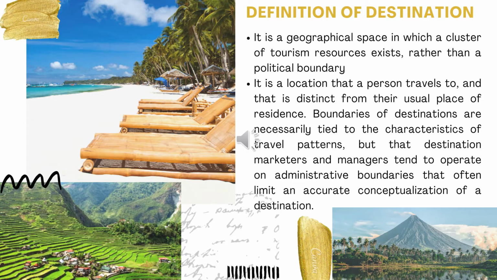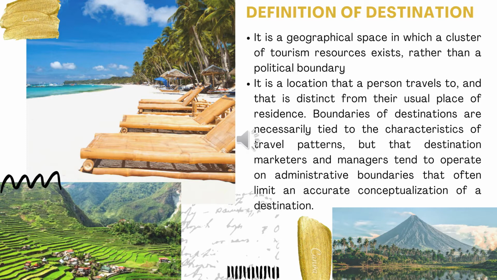Destination is a geographical space in which a cluster of tourism resources exist rather than a political boundary. Okay. It is a location that a person travels to and that is distinct from their usual place of residence. Boundaries of destinations are necessarily tied to the characteristics of travel patterns, but that destination marketers and managers tend to operate on administrative boundaries that often limit an accurate conceptualization of a destination.